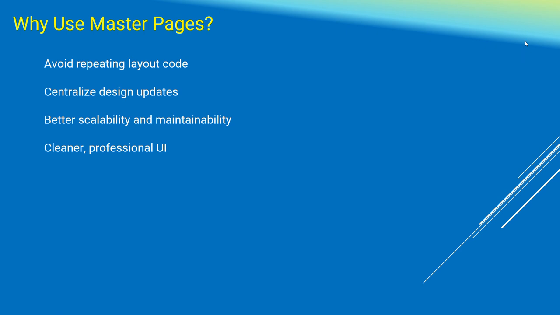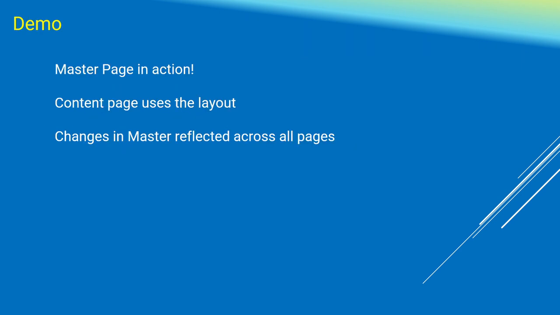Let us look at it in action. As you browse through different content pages, the layout stays the same, only the content inside changes. Edit the master page once and all content pages update automatically.